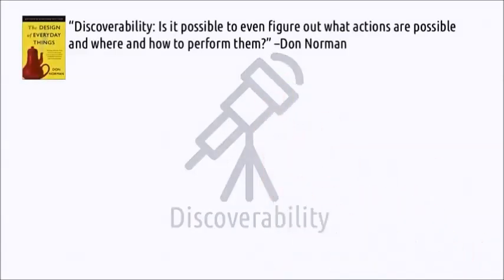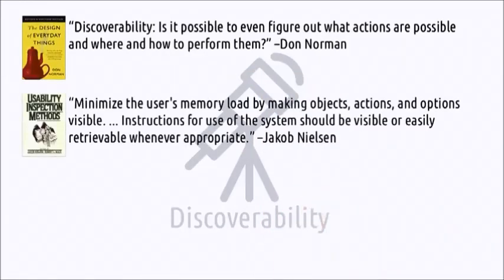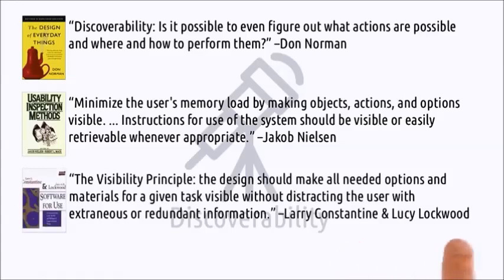Don Norman describes it by asking, is it possible to even figure out what actions are possible and where and how to perform them? Nielsen has a similar principle. He advises us to minimize the user's memory load by making objects, actions, and options visible. Instructions for use of the system should be visible or easily retrievable whenever appropriate. In other words, when the user doesn't know what to do, they should be able to easily figure out what to do. Constantine and Lockwood have a similar principle called the visibility principle.